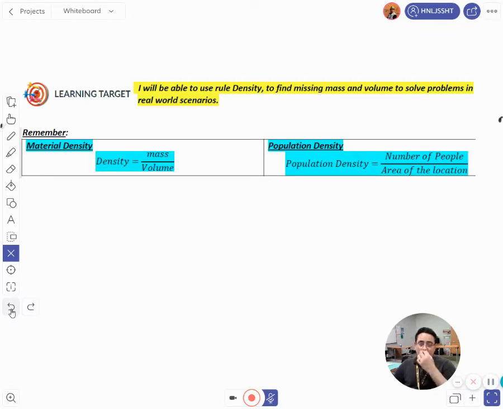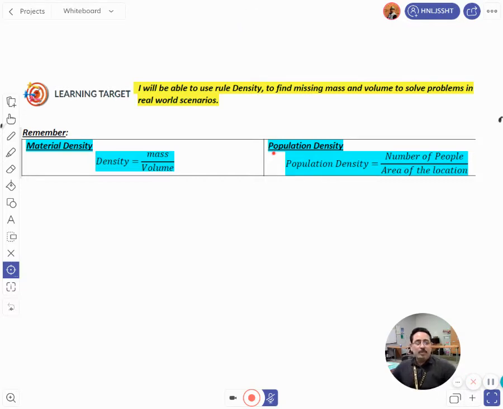So when it comes to material density, the rule is mass per volume. That means whatever the mass of the object is given, we take it and divide it by volume. Sometimes volume is given straight away, and sometimes the volume is not given. In such a case, you may have to find the volume of the object.